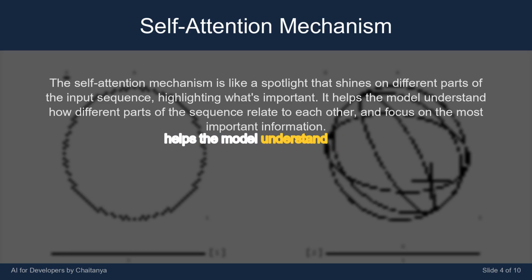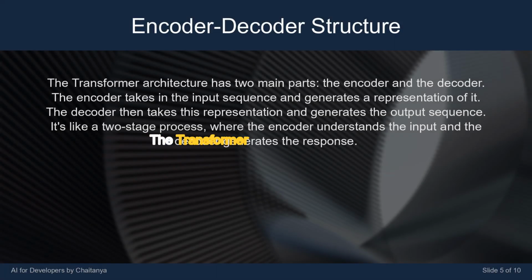It helps the model understand how different parts of the sequence relate to each other and focus on the most important information. The transformer architecture has two main parts: the encoder and the decoder. The encoder takes in the input sequence and generates a representation of it. The decoder then takes this representation and generates the output sequence. It's like a two-stage process, where the encoder understands the input and the decoder generates the response.